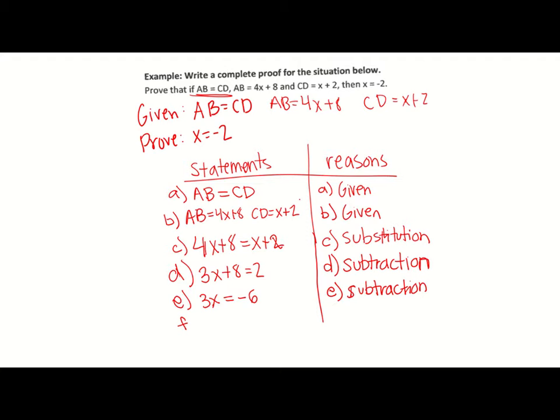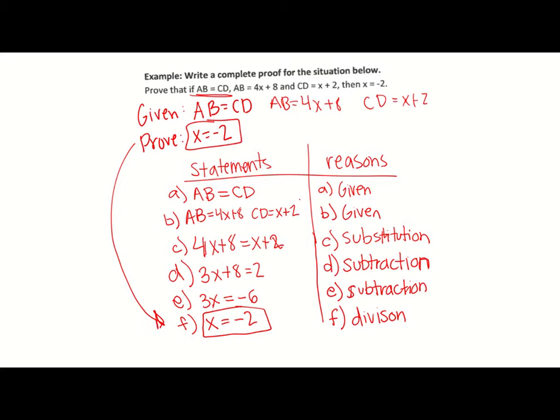And then finally, I'm going to divide both sides by 3. And when I do that, I get x equals negative 2. And I use my division property to divide both sides by the same thing. So now my statement is what I was looking to prove. So that is always going to match your last line in your proof. Once you get to that statement, you know you are done.